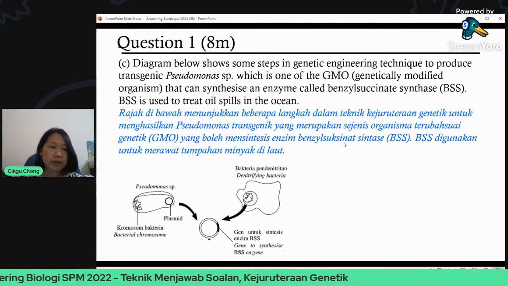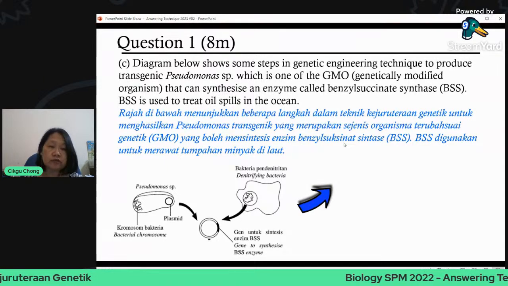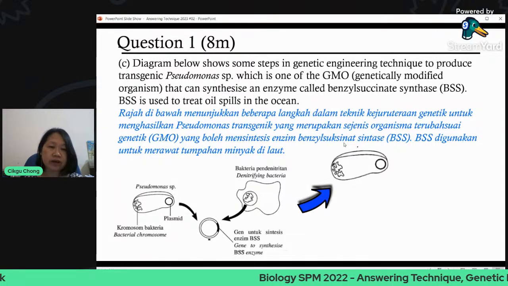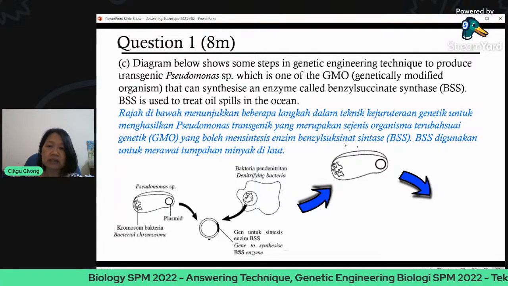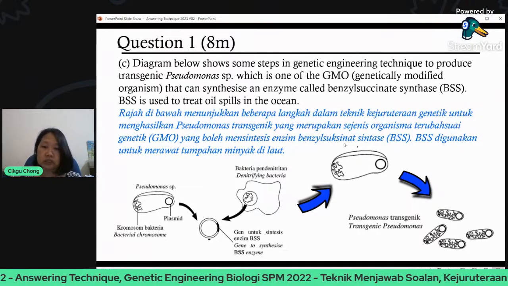You have a bacteria, or the chromosome from bacteria, all right? And then you remove the plasmid. Okay, after that, you do something to the plasmid. Then you put them back into the bacteria, and then you see the number increases. So actually, you're cloning the bacteria.